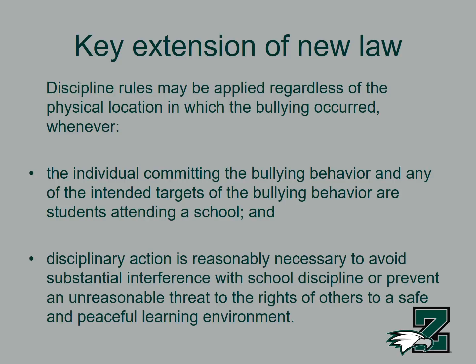A key extension of the bullying law for schools is that schools can get more involved with situations that occur off the school campus if there's proven to be a substantial disruption at the school. So negative social media interactions that trickle over to school and start to interfere with school discipline can become a school matter.